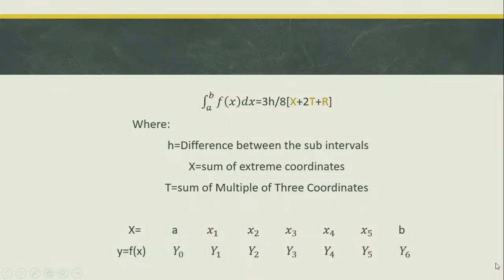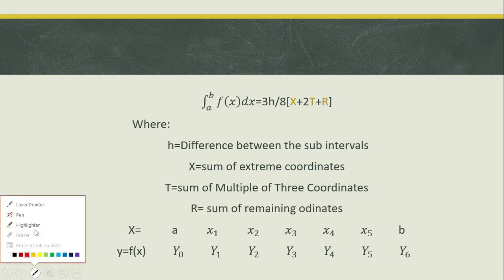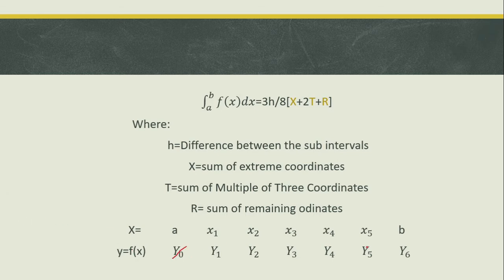So next naman, let's proceed sa r. So what is r? R is equals to the sum of remaining ordinates. So siya na lang yung mga natitirang ordinates. So here, sa example natin, wala na si y sub 0 at si y sub 6 kasi yun na yun sa extreme coordinates natin, and wala na rin si y3 kasi siya yun sa sum of multiple of 3 coordinates. So, ang natitira na lang natin is yung sum of remaining coordinates: y1, y2, y4, and then y5.